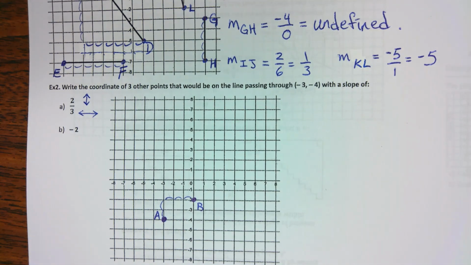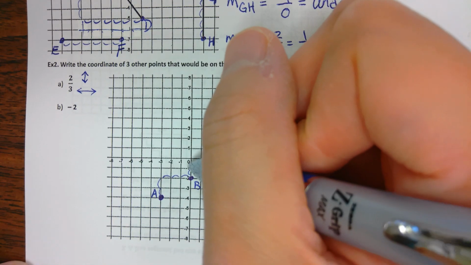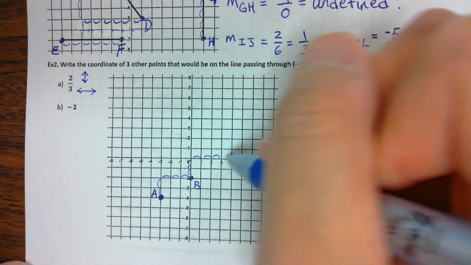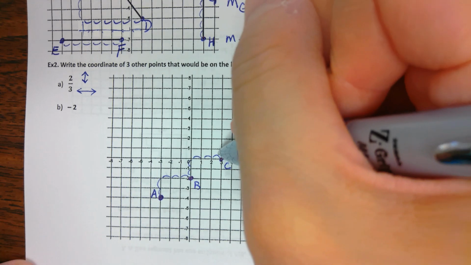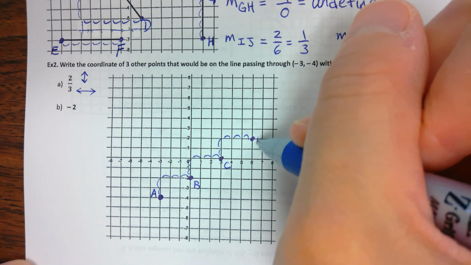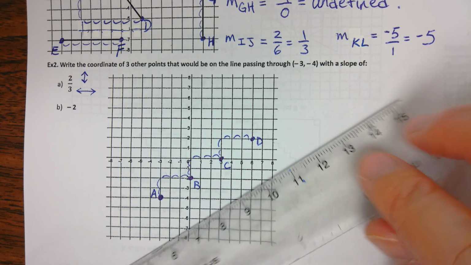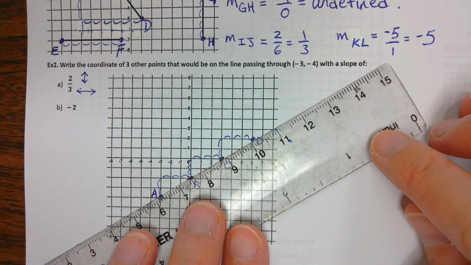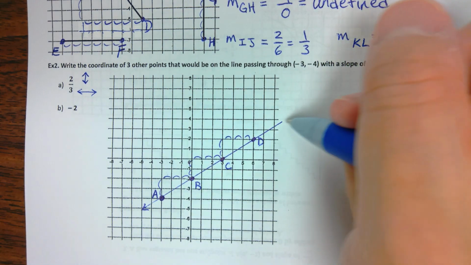Alright, I want 3 more points. So what do I do? Keep going. 1, 2, 1, 2, 3. That's C. Alright. 1, 2, 1, 2, 3. There you go. And what should the points form? A line. If it doesn't line up, you know you did it wrong.